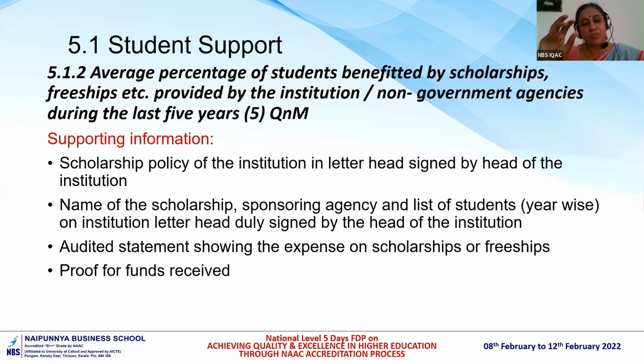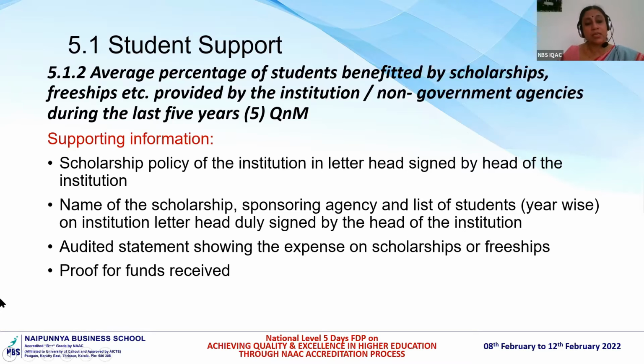Each and every scheme should have a name, and you can also mention the sponsoring agency. If the institute is giving, you can say institution scholarship. If some other external agency is giving, you can mention that agency's name. We had a few of our students getting merit scholarships sponsored by the Thrissur Management Association for 2 years. So that also we included in our data. We should have a list on our letterhead mentioning the TMA scholarship, how many students have availed, and the amount, signed by the head of the institution.